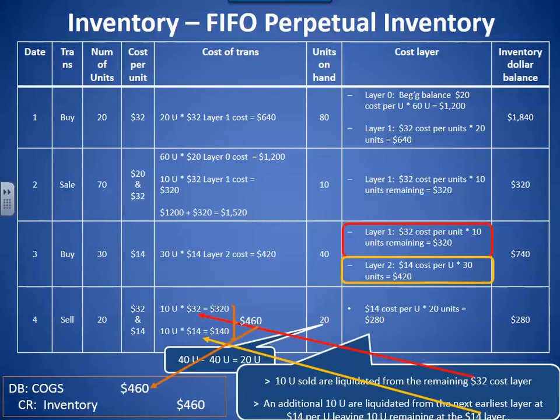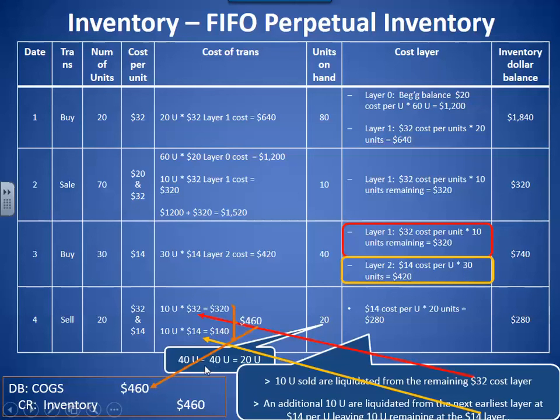for $320. We also now have to value the next layer, and that's going to be 10 units at $14 a unit. So our cost layer valuation is 10 units times $14 for $140. So our relief of inventory is going to be the $320 plus $140. So our cost of this transaction when we sell these units is going to be $460. So we credit inventory for $460 and we debit cost of goods sold for $460.